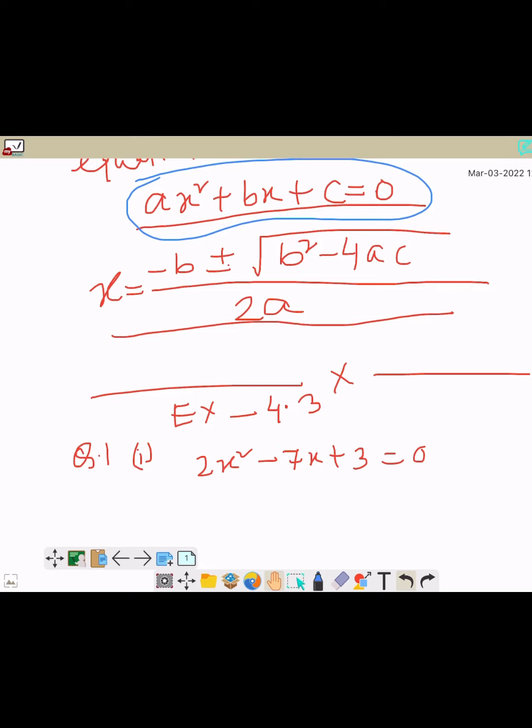What is with x, that is b. In this case with x there is 7, but in the standard equation b has a plus sign in front, so we can say b is minus 7. What is with x square, that is a. With x square here there is 2, so a is 2.